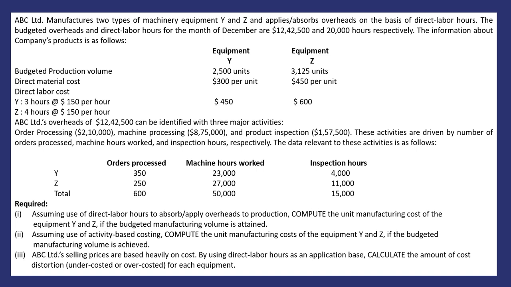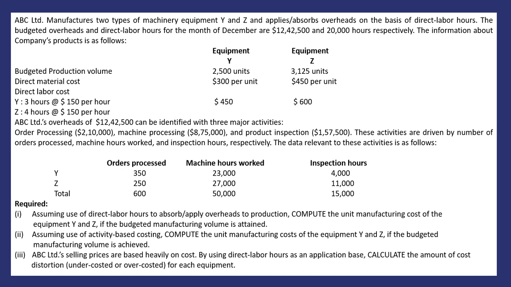So the data given is for equipment Y and equipment Z. For equipment Y, the number of orders processed, number of machine hours and number of inspection hours is given. And for equipment Z, the number of orders and details are also given. And required: assuming direct labor hours is the base for absorption or allocation of overhead, you have to calculate the manufacturing cost of equipment Y and Z. And also next, assuming second part, use of activity based costing. By using the method of activity based costing, you have to calculate the manufacturing cost of equipment Y and Z. And next, you have to identify whether the overhead cost is under absorbed or over absorbed, undercosted or overcosted for each equipment.